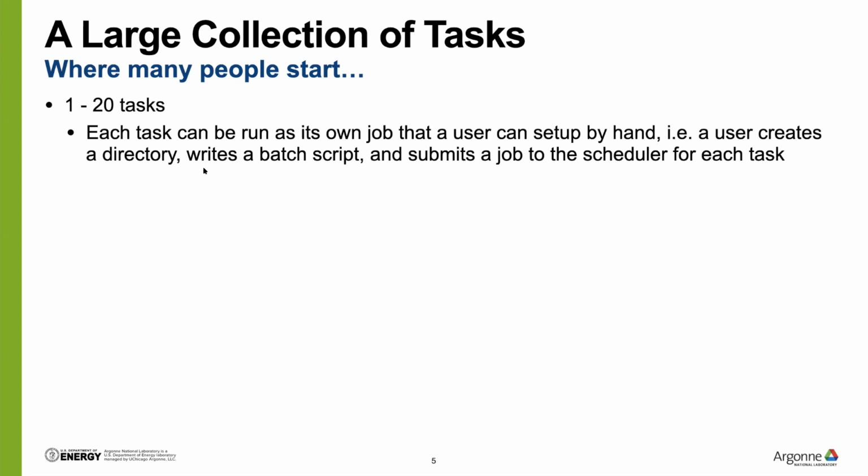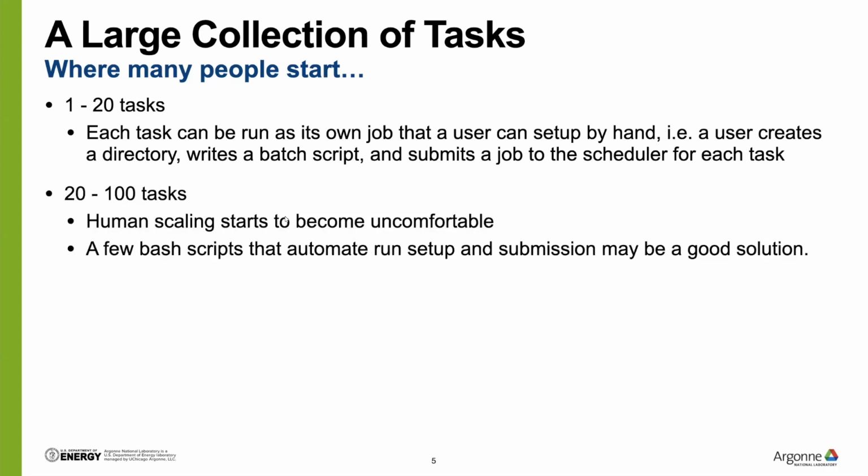So if you start to think, all right, let's go up from 1 to 20 to up to 100 tasks. At this point, human scaling starts to become uncomfortable. It's not really pleasant to be doing all of these things by hand. But maybe a user could write a few bash scripts that would automate the steps that they would normally take by hand. And this could be a perfectly sufficient solution for this scale of workflow. Maybe that's all you need.